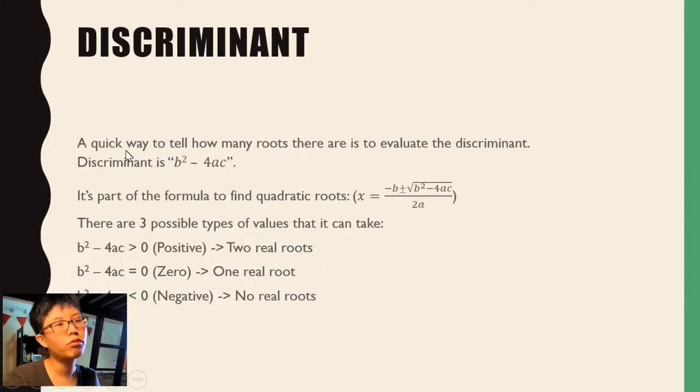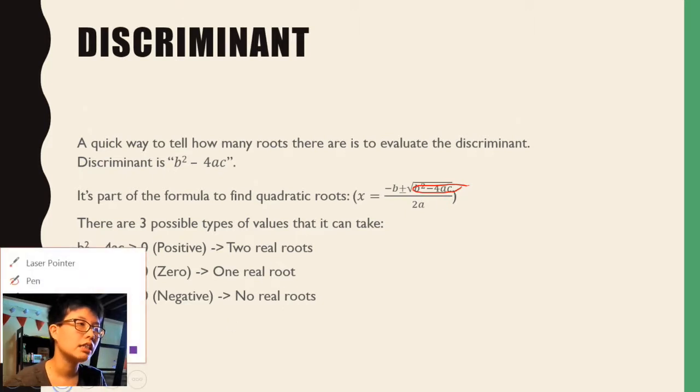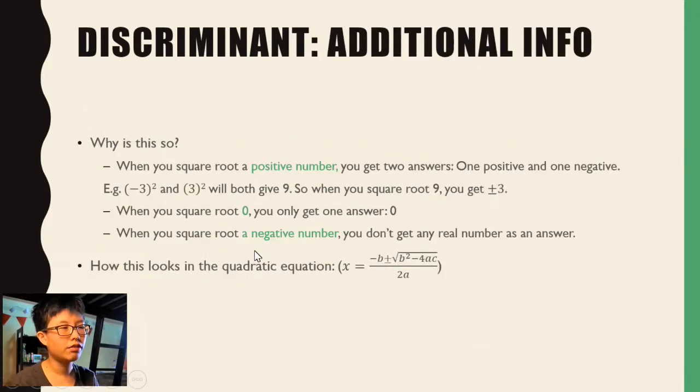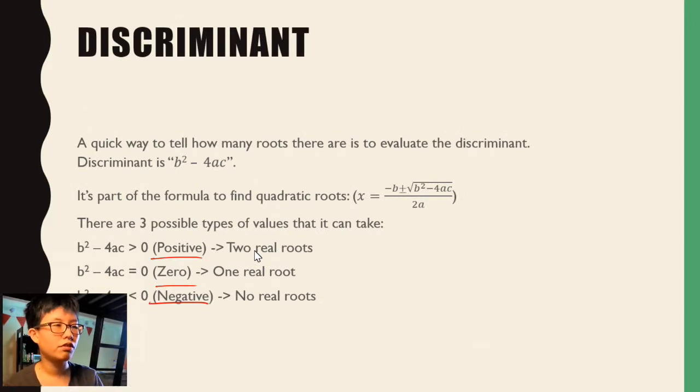So a quick way to tell how many roots there are is to evaluate the discriminant. So instead of evaluating the whole equation, you only need to look at the part that's right underneath the square root. And that part is b squared minus 4ac. So hence there are three possible types of values you can get: positive, negative, and 0. The reason for 2 real roots, 1 real root, no real root, we'll explain now.